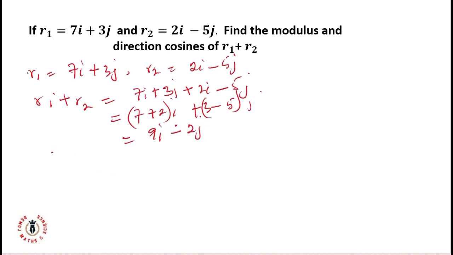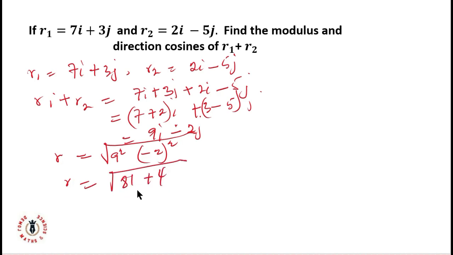Now we're asked to look for the modulus of this, so that r, which is the modulus, will be the same thing as the square root of 9 squared plus minus 2 all squared. r obviously will be the same thing as the square root of 9 squared, that's 81, plus 4, which is equal to the square root of 85.